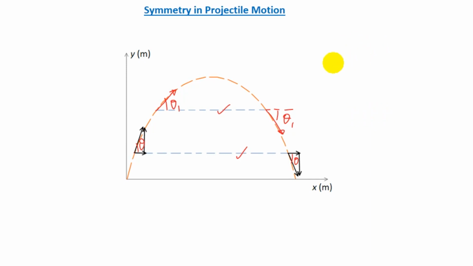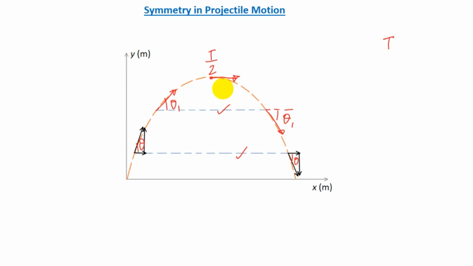Now let the time of flight for this projectile be t. Then the greatest height is achieved at time t over 2. This is the greatest height achieved by the projectile, and here the time will be t over 2, the total time of flight divided by 2. And at this point the velocity vector will look something like that. There is no component of velocity in the vertical direction. There is velocity in the horizontal direction. So this is the symmetry in the projectile motion.